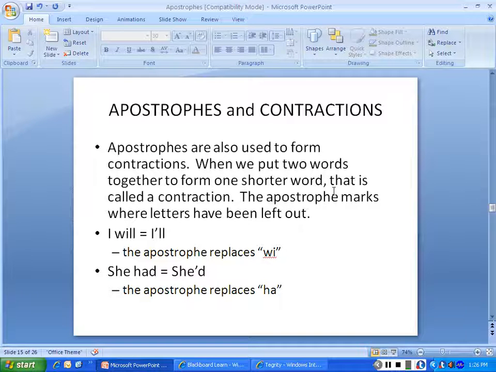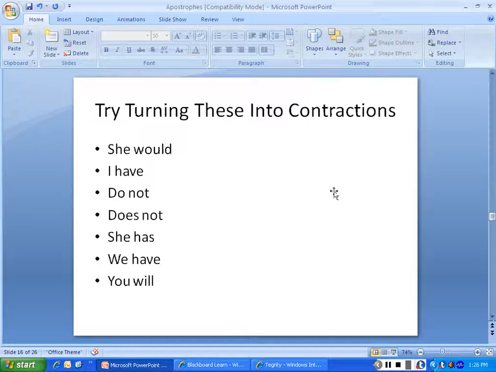For example, in the words I will becoming I'll, the apostrophe replaces the W and the I that have been removed. In the words she had becoming she'd, the apostrophe replaces the HA that you have used. Try turning these into contractions. She would, I have, do not, does not, she has, we have, you will.